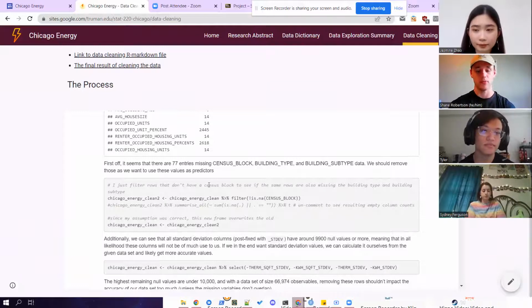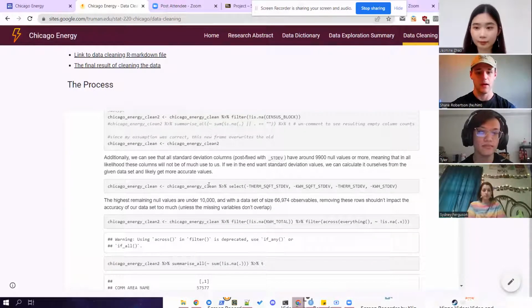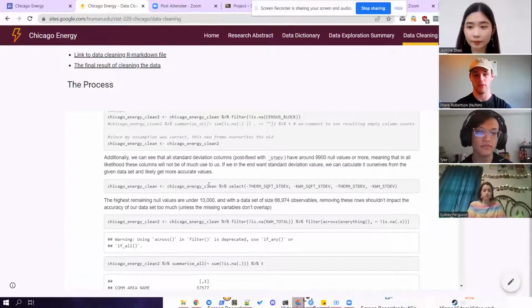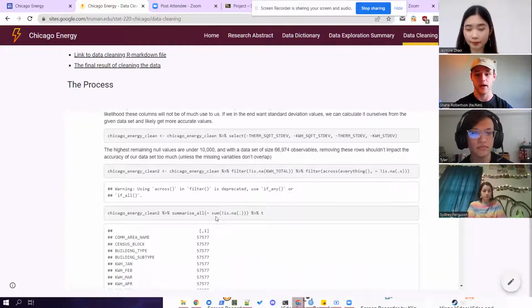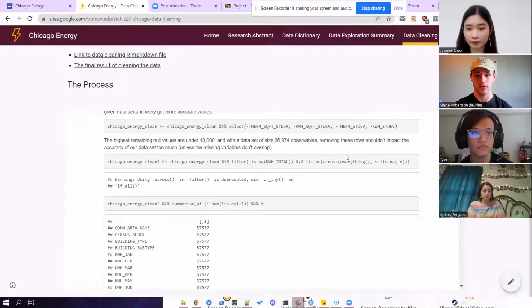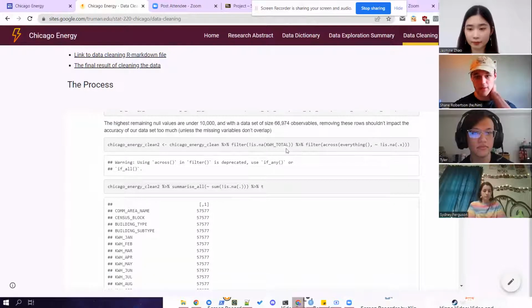So the first thing we did was we removed all the rows that had a null census block column. This helps clean up a lot of the data. Along with that, we just went ahead and dropped some columns that we didn't need because there was a lot of null values for them, and we just didn't need things like standard deviation because we could calculate that ourselves. Then we went ahead and removed a lot of the variables. We went through and checked to see what was null and what wasn't.